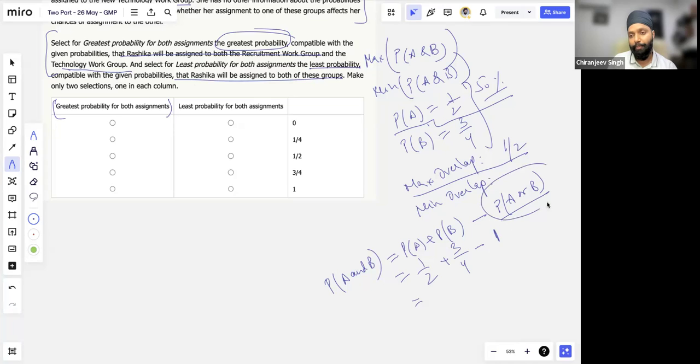So P(A or B), essentially any probability, has to be less than or equal to 1. But since we are trying to minimize this, we would want to maximize this. And the maximum possible value of P(A or B) is 1 in this case. So we'll take it to be 1 because we are trying to minimize it. So we arrive at 1/4, which is the answer.